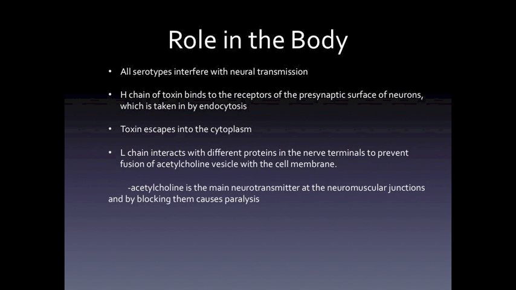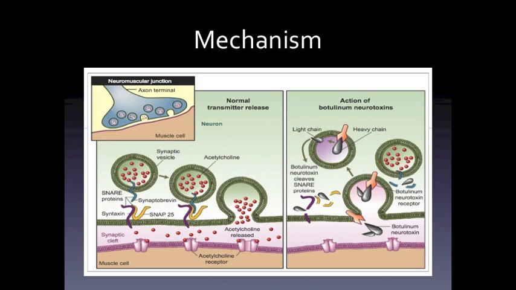So to understand how this bacterium works in your body, you have to understand that all serotypes interfere with neural transmission. The H chain of the toxin binds to the receptors of the presynaptic surface of neurons, which is taken in by endocytosis. Then the toxin escapes into the cytoplasm. The L chain interacts with different proteins in the nerve terminals to prevent fusion of acetylcholine vesicles with the cell membrane. Acetylcholine is the main neurotransmitter at the neuromuscular junctions, and blocking it causes paralysis.